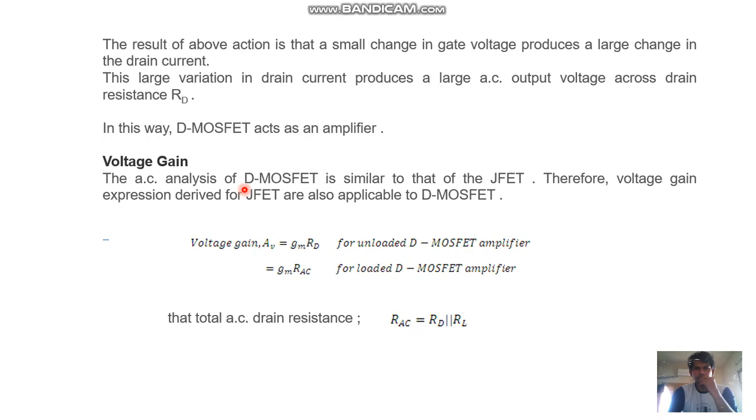So the gain of this amplifier. What is gain? How much the voltage is increased from input to output? It is nothing but Vout by Vin, that is equal to AV, that is equal to gm into RD, where gm is the transconductance. We have already discussed this in the earlier slides. RD is the drain resistance.